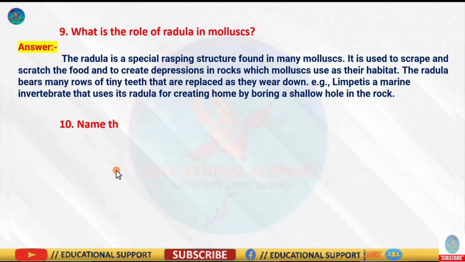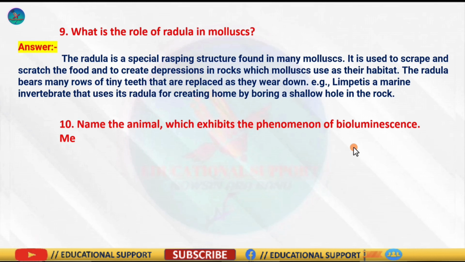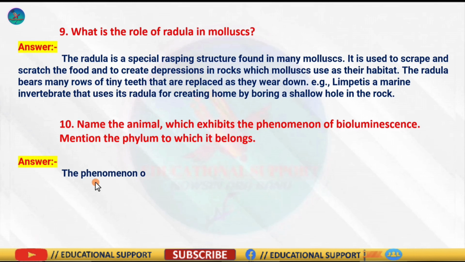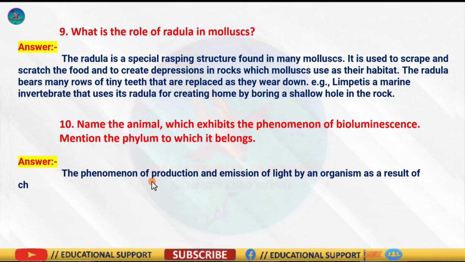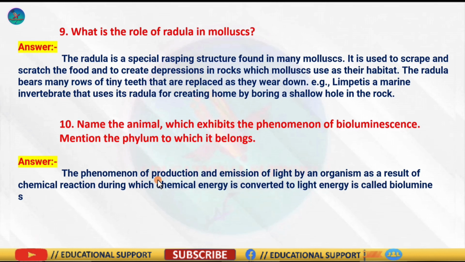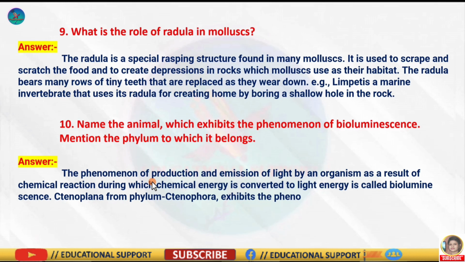Question number 10 is, name the animal which exhibits the phenomenon of bioluminescence and mention the phylum to which it belongs. You know that bioluminescence is the phenomenon that involves emission and production of light by any organism. This is the result of a chemical reaction under which the chemical energy is converted into light energy. Pleurobrachia and Ctenoplana are some animals exhibiting the phenomenon of bioluminescence. They belong to phylum Ctenophora, like Ctenoplana, Beroe, etc.